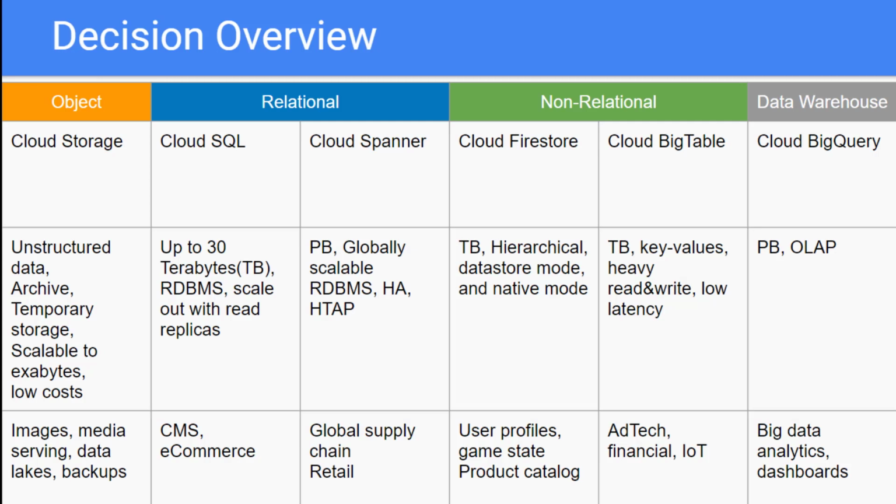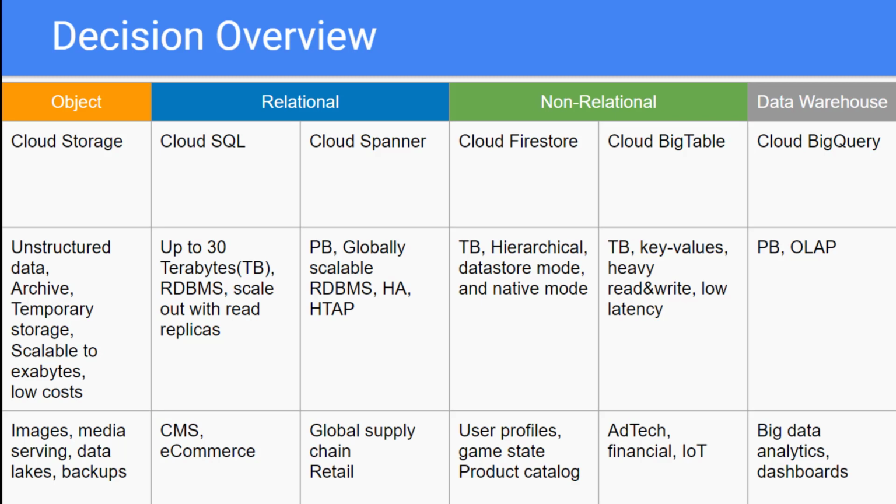At the end, I summarized the GCP storage and database decision tree with the keywords and the use cases for you to easily remember for the exam. The options divide into object, relational, non-relational, and data warehouse. For example, Cloud Storage is for unstructured data, archive, temporary storage. It is the lowest cost storage option for up to exabytes. The use cases include images, media serving, data lakes, or backups.